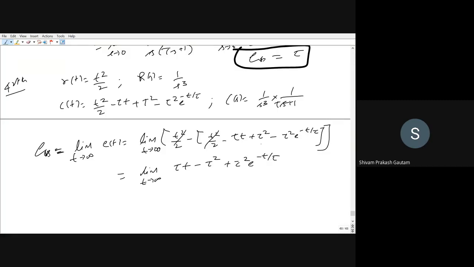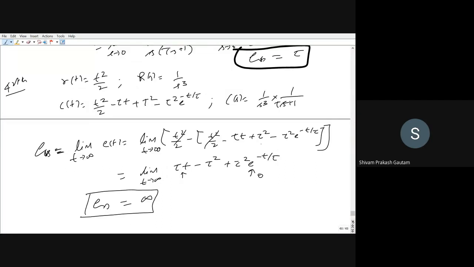When you put the limit t equal to infinity, this term will become 0, and this will be equal to infinity. Infinity minus tau square will be equal to how much? Infinity minus anything will be equal to how much? Infinity. So here you can see our error is infinite.